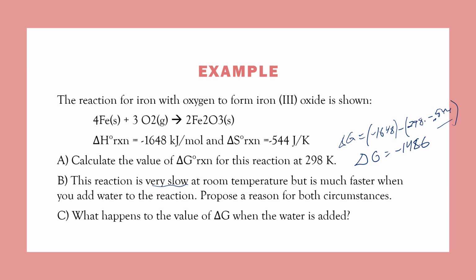When you add water, it becomes faster, and that's probably because it is increasing the amount of successful collisions when you dissolve the reactants together. And then what happens to the value of delta G when the water is added? There will not be any change. When you add a catalyst or anything that's just changing the number of collisions, it does not affect the amount of free energy associated with the process.